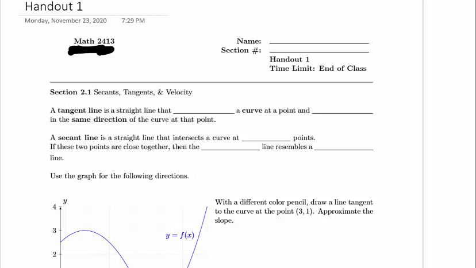So we want to make sure that we understand both tangents and limits very well, and we'll be spending a few weeks on both of these subjects before really getting into the derivative. But you really do want to pay attention to this subject material.